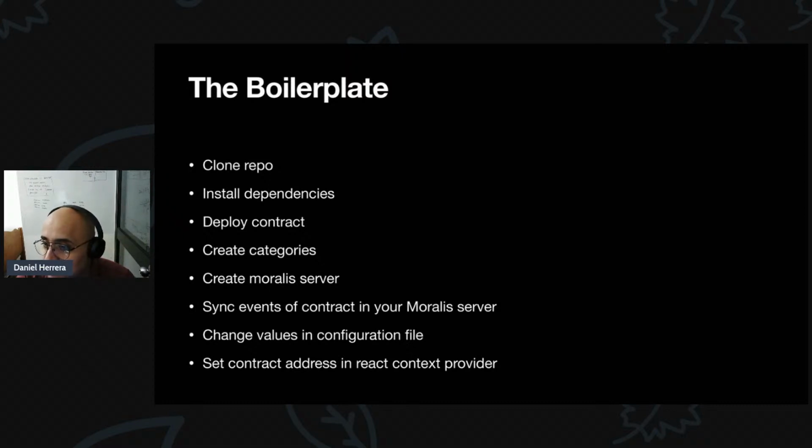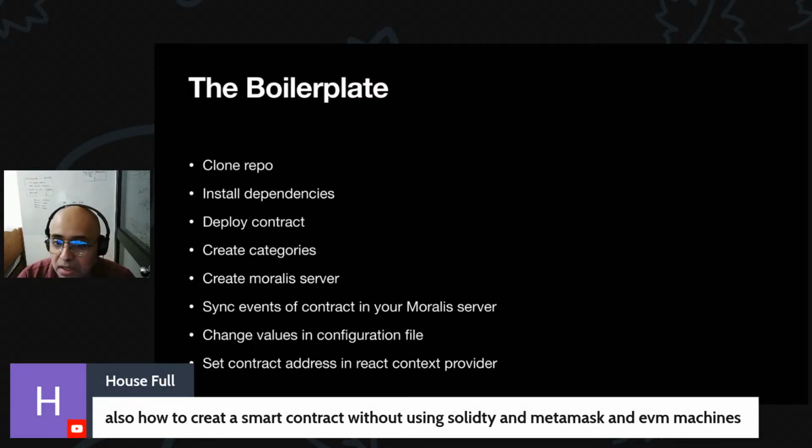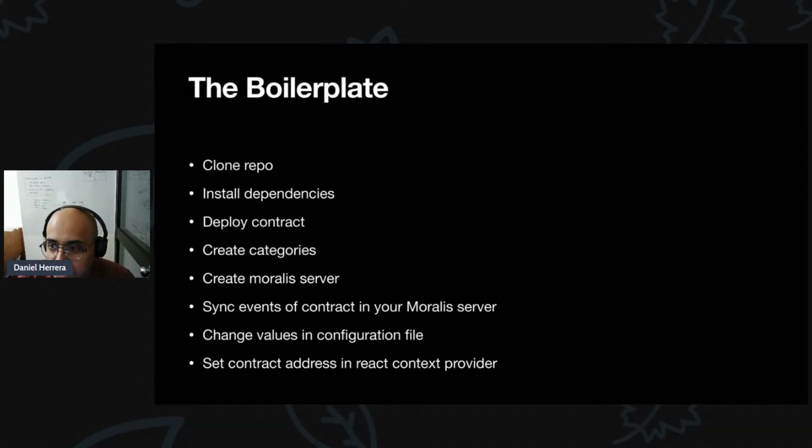This is a very interesting question, Houseful. How to create a smart contract without using Solidity and MetaMask and EVM machines? Wow, that's a good one, man. There are alternatives. There is Stacks, which is a platform that supports smart contracts on Bitcoin, but it's kind of a layer 2. And you can use that one, and that doesn't use Solidity. They use their own type of language for smart contract development, and it's a layer 2 for Bitcoin, and it will work with the Bitcoin wallets, right? Not with MetaMask, and it will run in the Bitcoin system, not in EVM. So that will be an alternative.